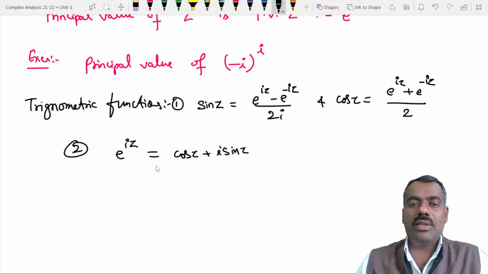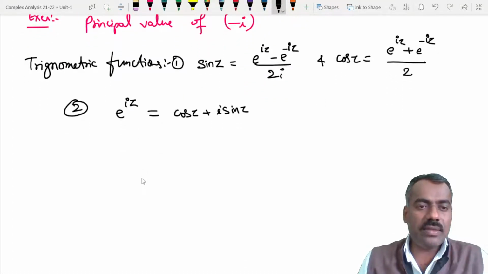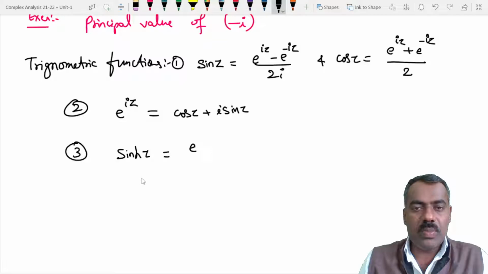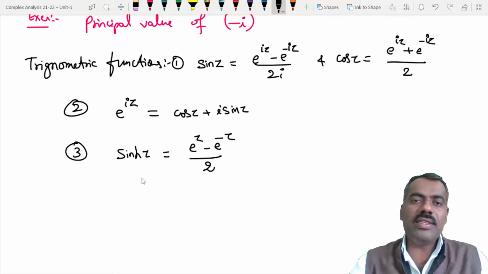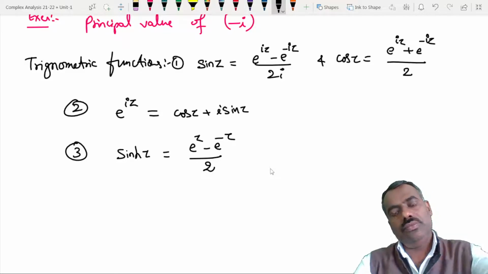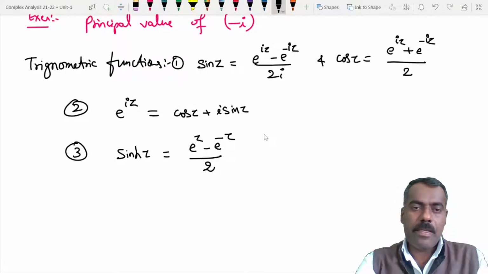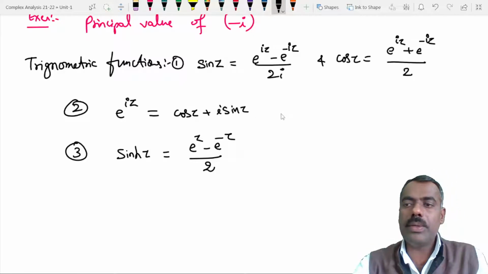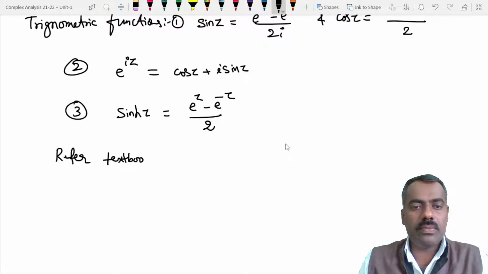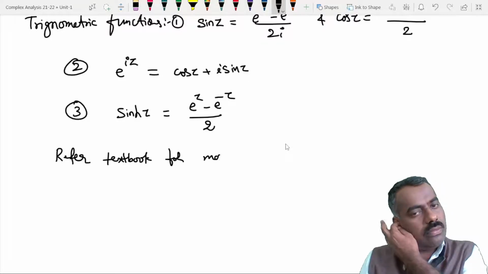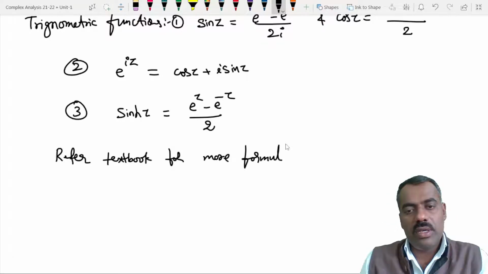Of course, from this you will also easily get hyperbolic sine, sinh z, which is e power z minus e power minus z by 2. Similarly, cosh z is e power z plus e power minus z by 2. All other things, whatever we have in real, are the same. I don't need to discuss them; whoever wants more formulas can refer to the textbook for the proper formulas.